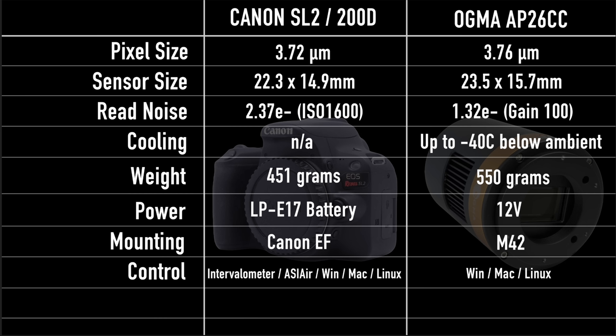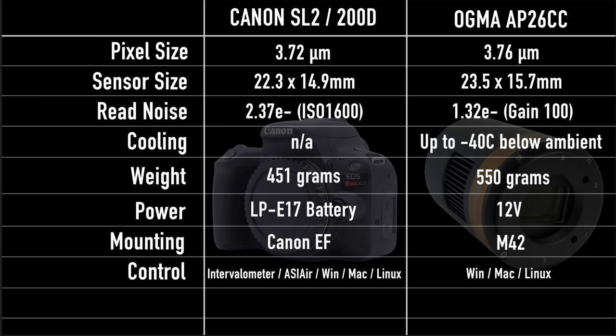You can control it with just an intervalometer. So that's just a little device that's very easy to set up. You just tell it how many pictures you want to take at what length, and it takes them. So you don't even need a computer. It also is supported by the popular ASI Air, which is a little Raspberry Pi with custom software on it. It's made by the company ZWO.